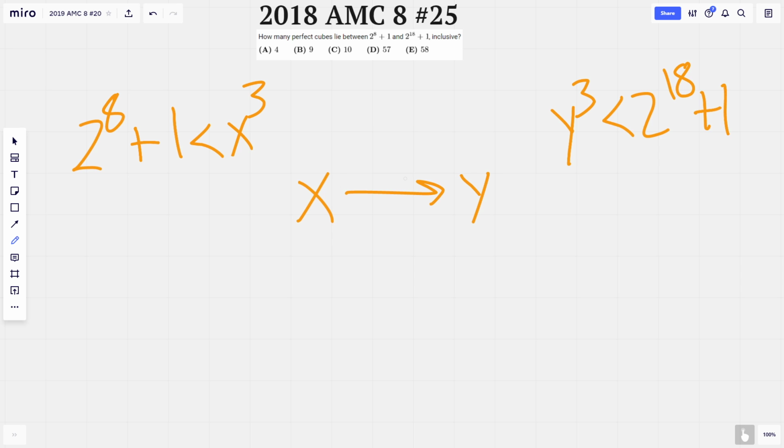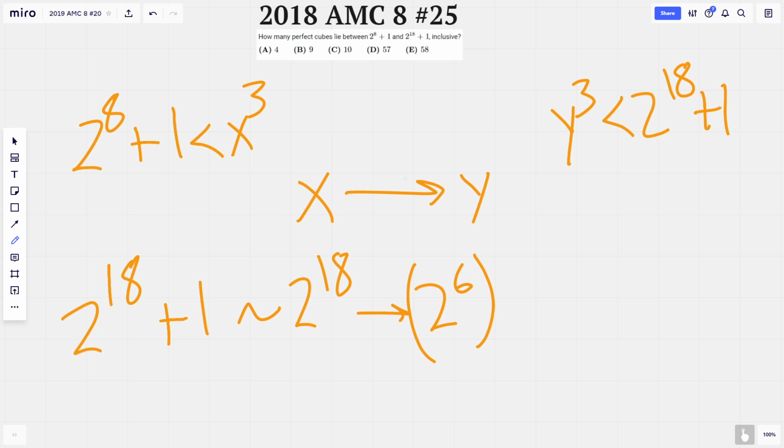So to start with this, I'm going to approximate 2 to the 18th plus 1, which, ignoring the 1, because 2 to the 18th is a fairly large number, we can write as 2 to the 18th. 2 to the 18th can be rewritten as 2 to the 6th cubed because of exponent laws, and 2 to the 6th is 64. So 64 cubed is the greatest cube that's less than 2 to the 18th plus 1. So we know that 64 cubed is our y value.